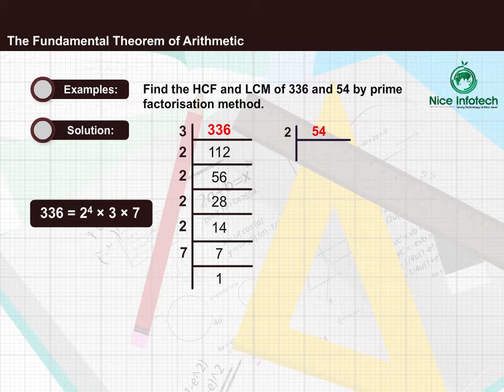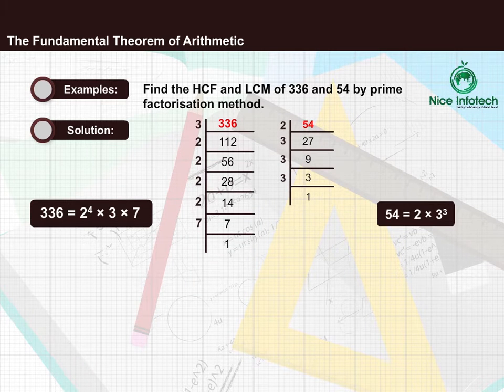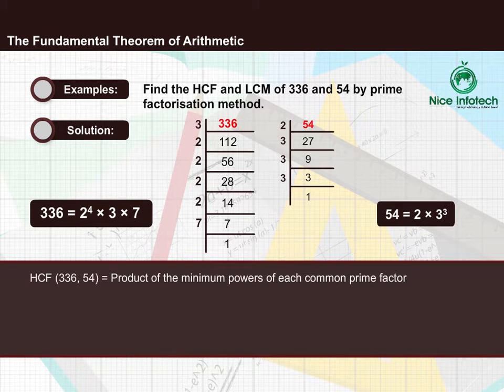When 54 is divided by 2, we get 27, which is divisible by 3 and gives us 9. Continuing this process further, we get 1. So, the factors of 54 are 2 times 3 cube. Now, HCF of 336 and 54 is given by the product of the minimum powers of each common prime factor, that is 2 times 3, which gives us 6.